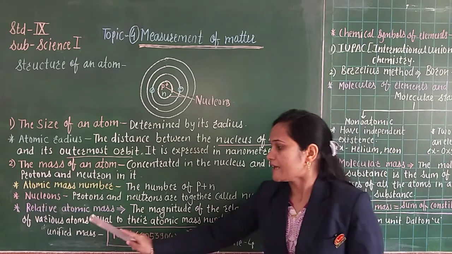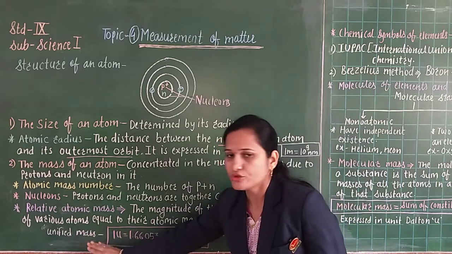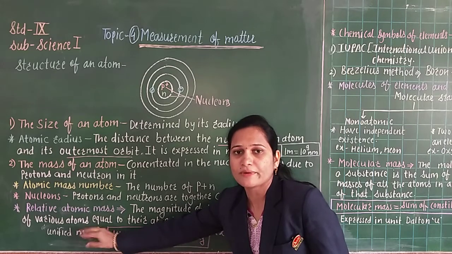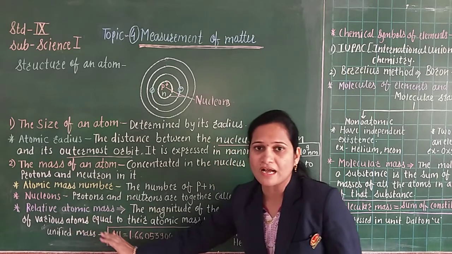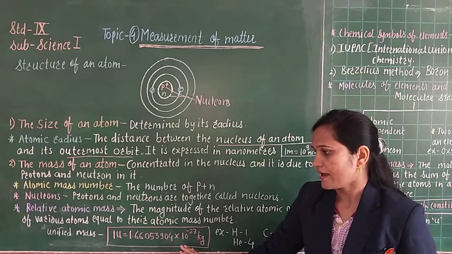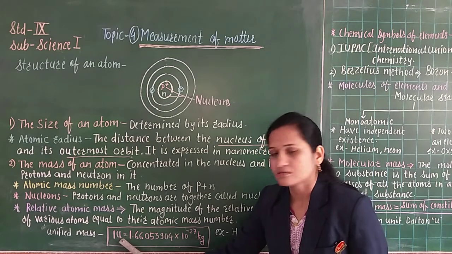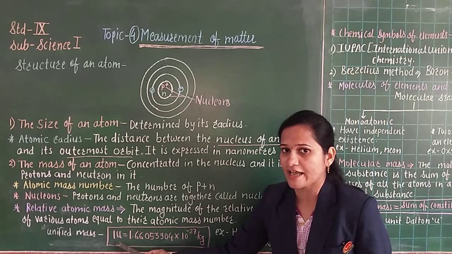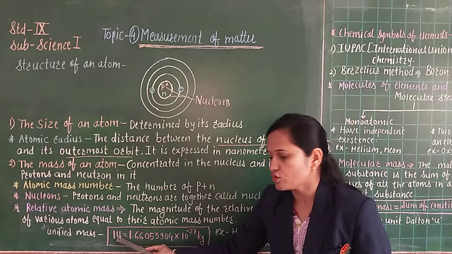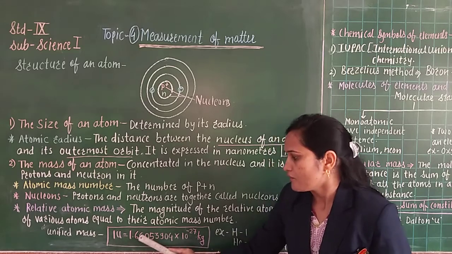Nowadays that accurate, unified method is used to calculate the atomic mass of an atom. And for that, which unit is used? 1 U. U means, as I told in the last lecture, Dalton. So 1 U means, how can we write the value of 1 U?